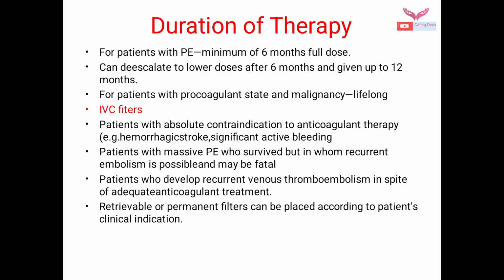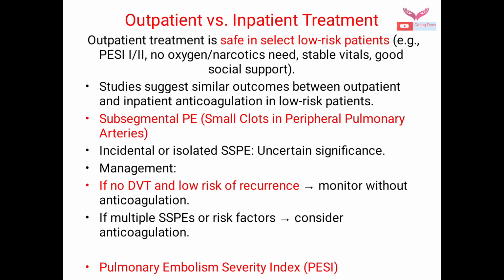Coming to IVC filter, patient with absolute contraindication to anticoagulation therapy, for example, hemorrhagic stroke, significant active bleeding, patient with massive pulmonary embolism who survived but in whom recurrent embolism is possible and may be fatal, patient who developed recurrent venous thromboembolism in spite of adequate anticoagulant treatment, retrievable or permanent filter can be placed according to patient's clinical condition.